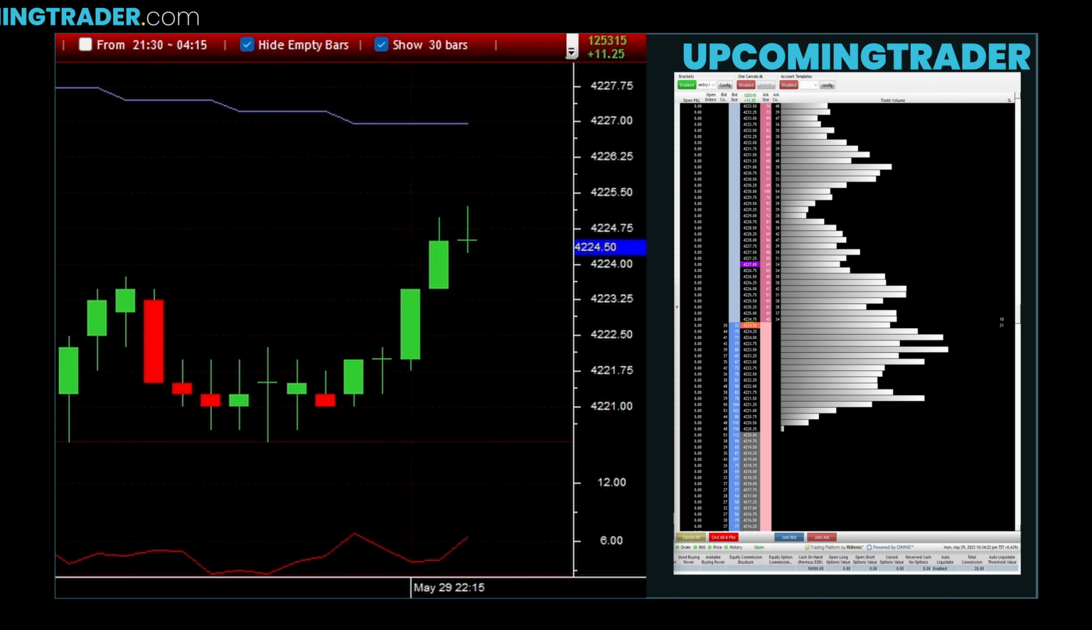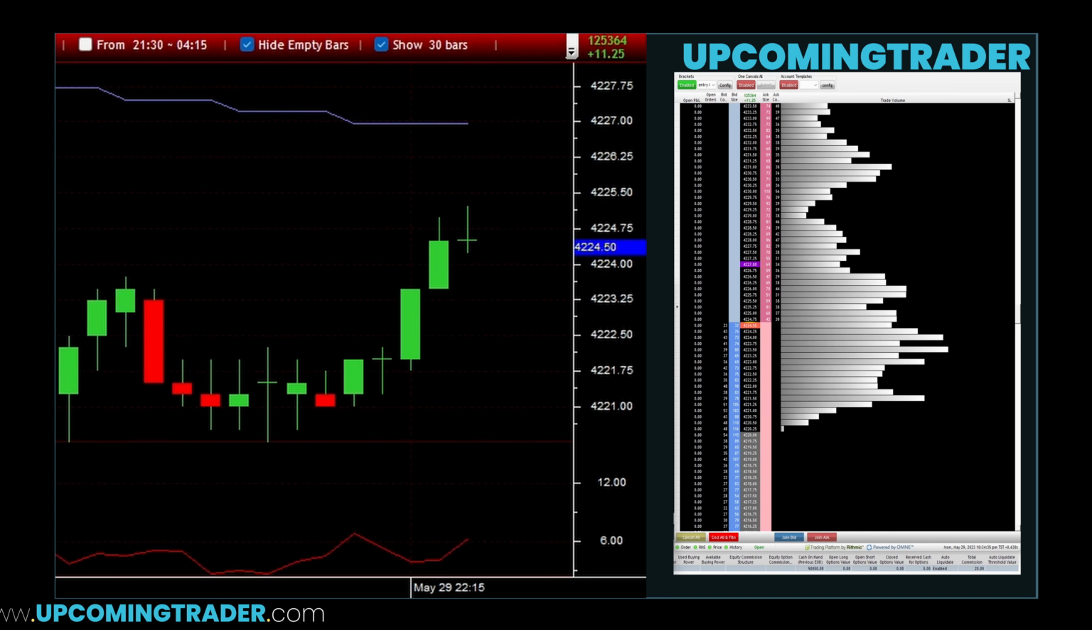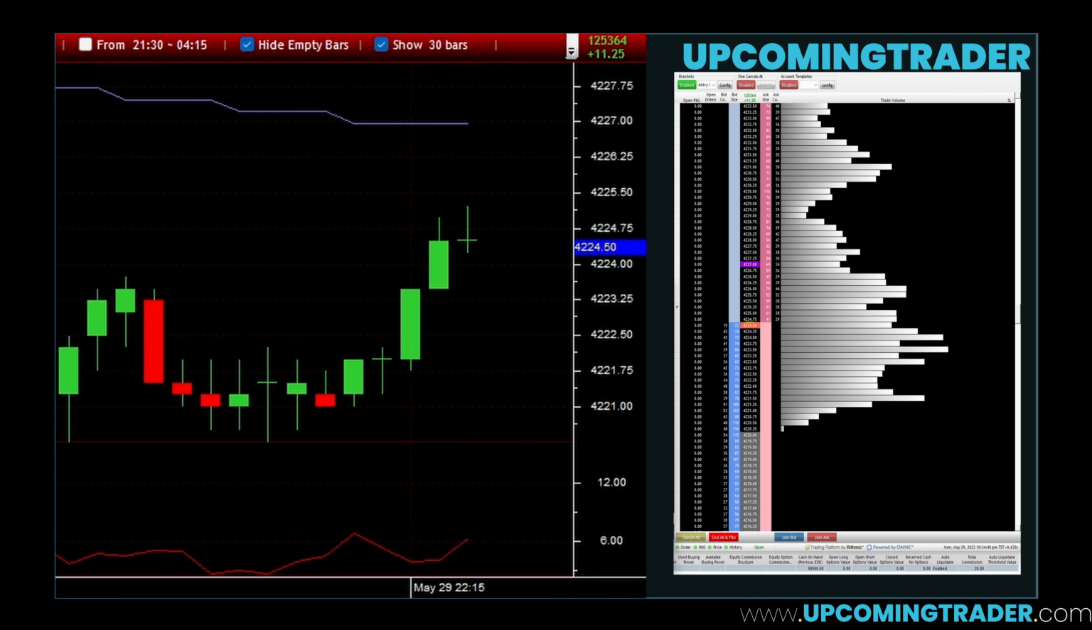There are also P-shaped and B-shaped profiles that traders should recognize. A P-shaped profile represents a strong rally followed by a consolidation phase. This usually occurs after a breakout and indicates a bullish bias. A B-shaped profile, on the other hand, suggests an initial sell-off followed by accumulation, signaling potential support areas where buyers may be stepping in.